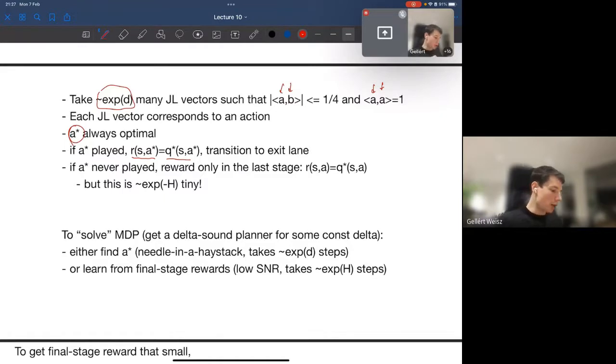Okay. So if you never play A star, then at the very last step I'm going to give you the reward that is the remaining Q star, just to satisfy that. That's going to be the one non-zero reward. It's either when you play A star or when you play the last action in the last stage.